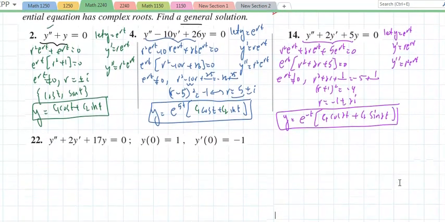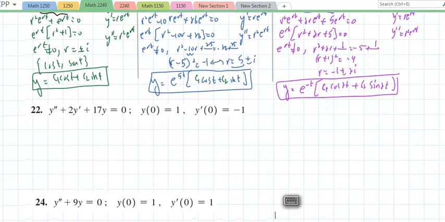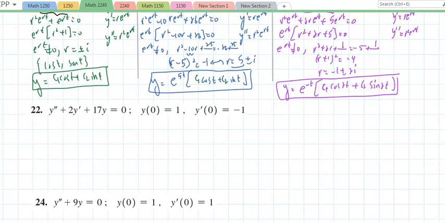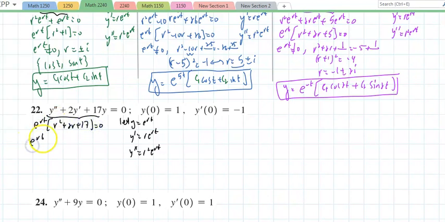And what could happen, they could give you initial conditions, and let's get those out of the way. Good practice, a bit more work than the traditional, but not that big of a deal. Second order linear differential equation with constant coefficients. Let y equal e to the rt, y prime is r e to the rt, y double prime is r squared e to the rt. So I have e to the rt times (r squared plus 2r plus 17) equal to 0. e to the rt cannot equal 0. It must be that r squared plus 2r plus 17 equals 0.